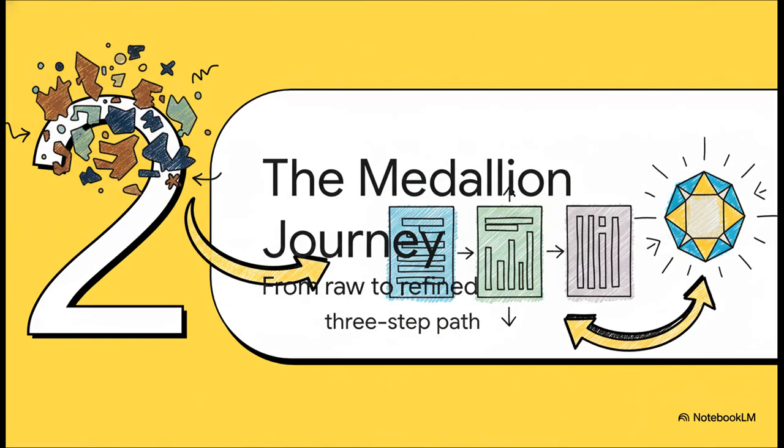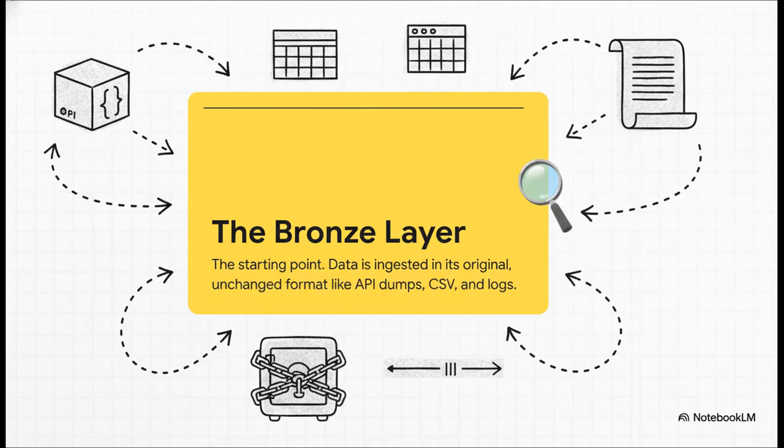To really get a feel for how this works, we're going to follow the data on its journey. It's this three-step path that takes information from its most raw, messy state all the way to something that's refined and ready for real, actionable insights. And our journey starts right here, at the bronze layer. This is the landing zone.